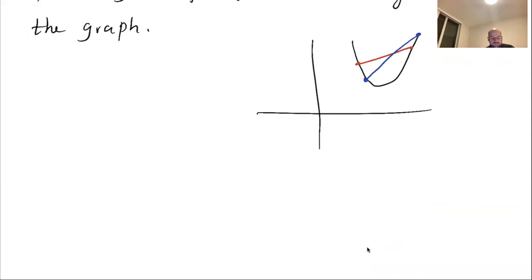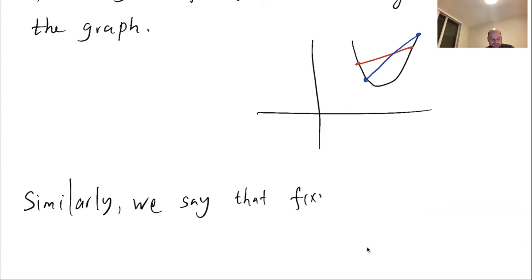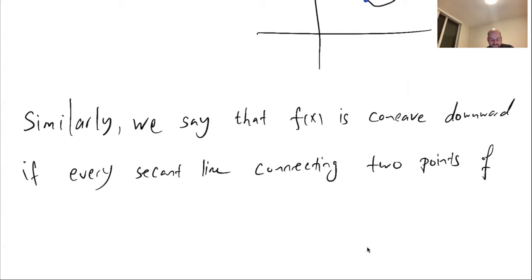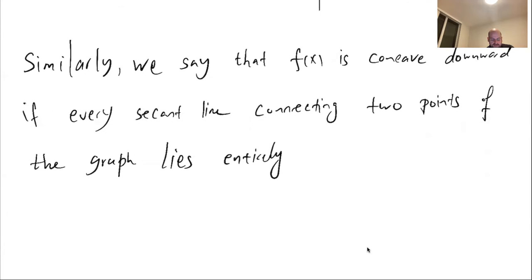Similar definition for concave downward. Similarly, we say that f of x is concave downward if every, again, secant line connecting 2 points of the graph lies entirely below the graph.